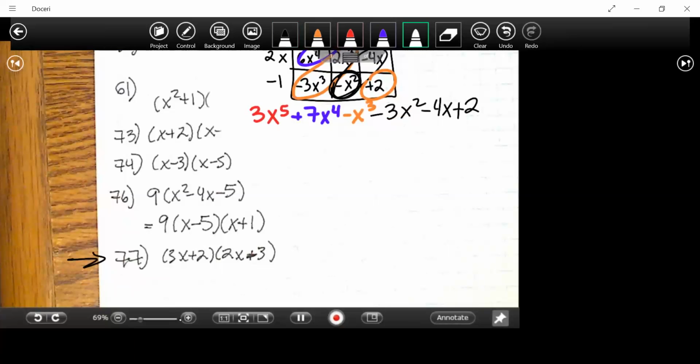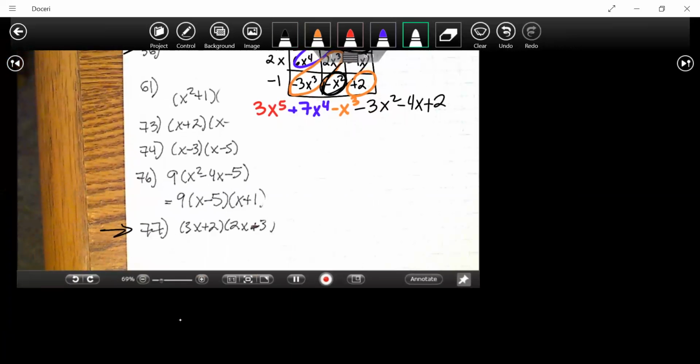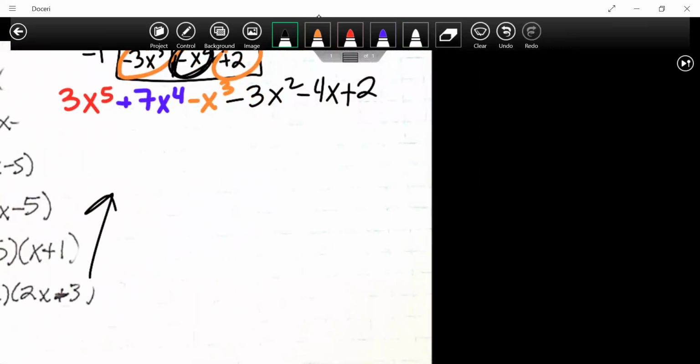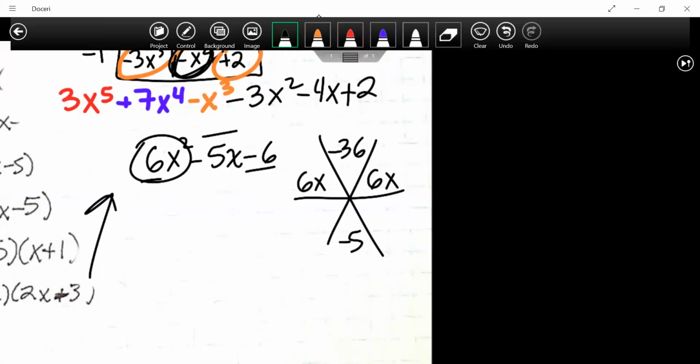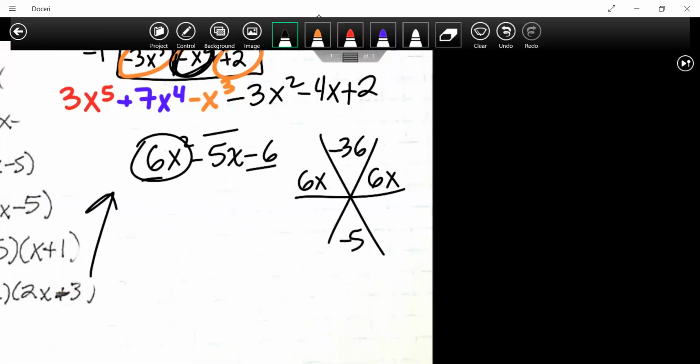77. 77 is another one that we want to look at. I believe I did this one right. I hope. We get our polynomial that we want to factor. I'm going to do advanced snowflake. Our top is going to be negative 36. The bottom one's going to be negative 5. And then we're going to have our 6x on the top of these. And what we want to be able to see is what multiplies to give us negative 36 but adds up to give us negative 5. In this case, it will be negative 9 and 4.